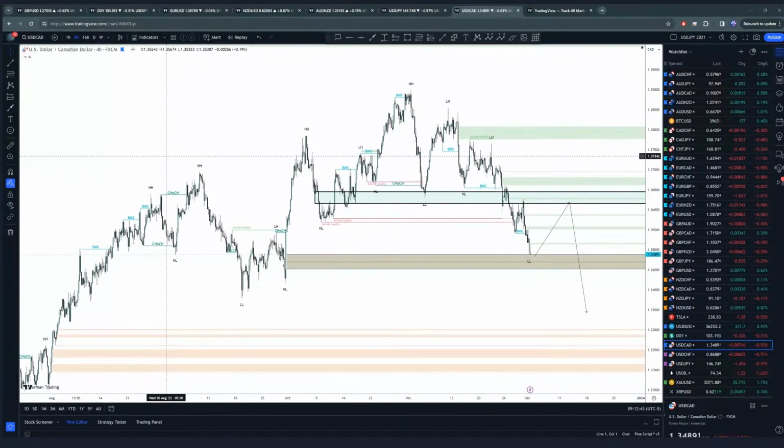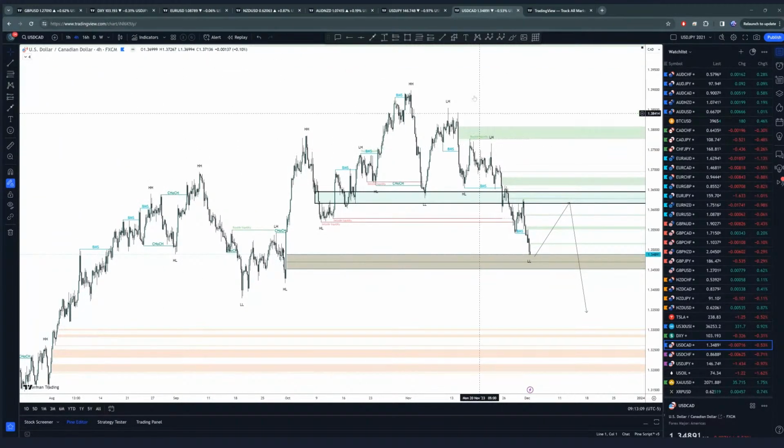Today we are going to look at the DXY, Euro USD, USD CAD, and potentially UJ and odd NZD.